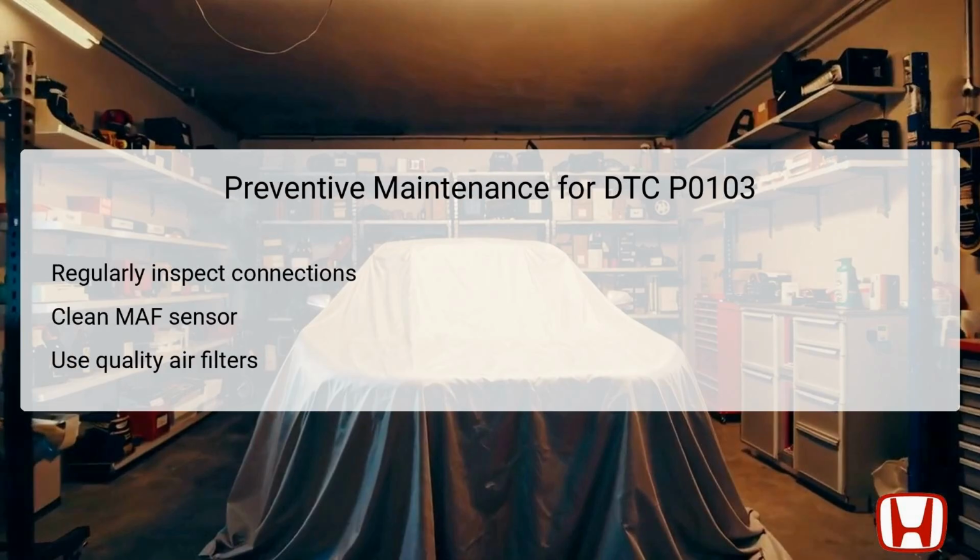To prevent DTC P0103 from recurring, regular maintenance is essential. One crucial aspect is to routinely inspect the electrical connections pertaining to the MAF sensor and IAT sensor. Make sure that there is no corrosion, dirt, or loose connections that could result in erratic voltage readings.